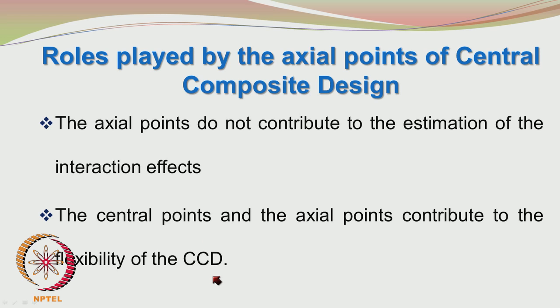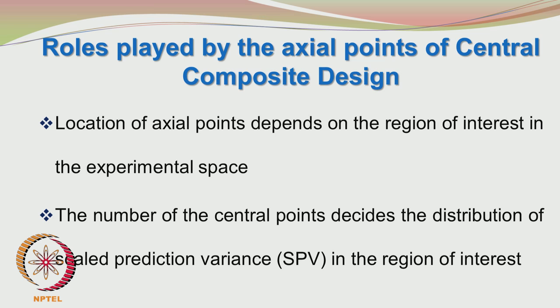The central points and the axial points contribute to the flexibility of the central composite design. So, by adding the new central points and axial points, which are variants or enhancements to the regular factorial design, we make the experimental design more flexible. And so, where do we exactly locate the axial points is the next question. It depends upon the region of interest in the experimental space, and the number of central points determine the distribution of the scaled prediction variance in the region of interest. So, the location of the axial points depend on the region of interest in the experimental space, and the number of central points determine the distribution of the scaled prediction variance in the region of interest. This is a very important statement, because we want to have our model predict uniformly as much as possible in the entire design space.